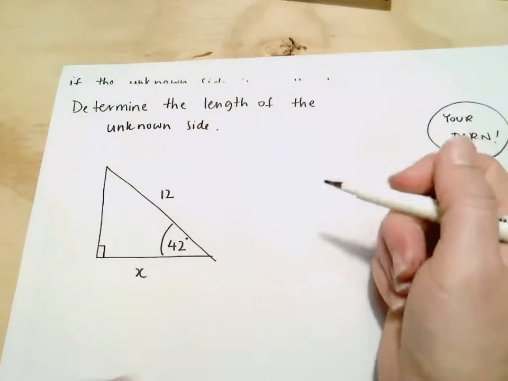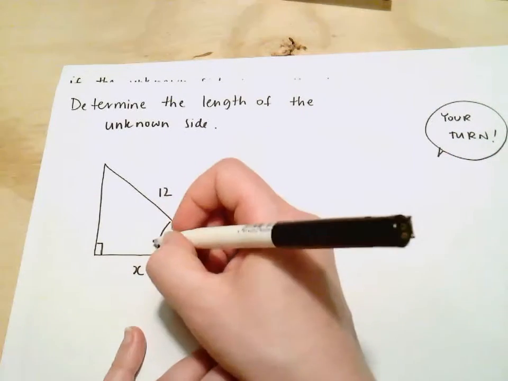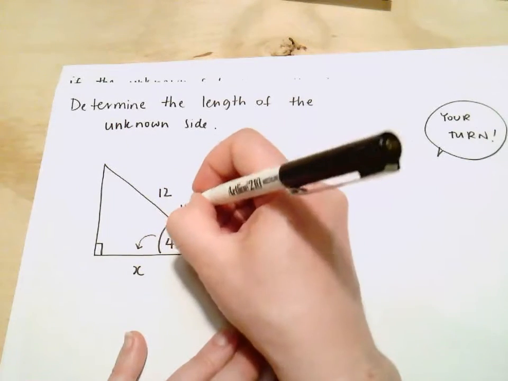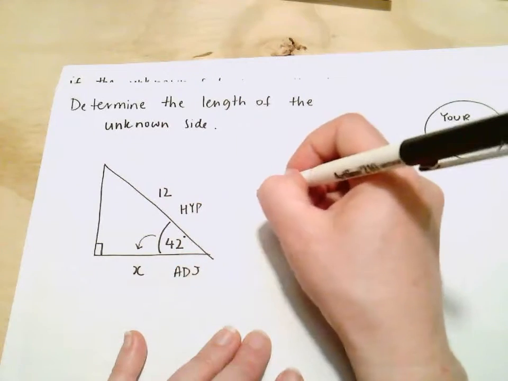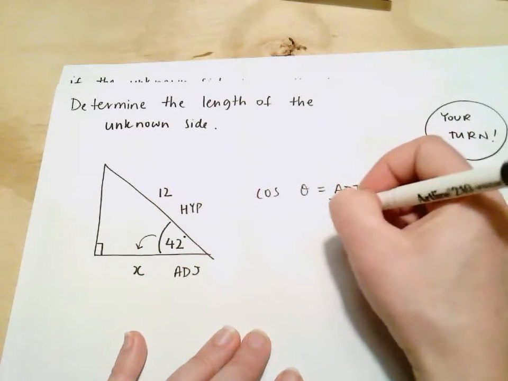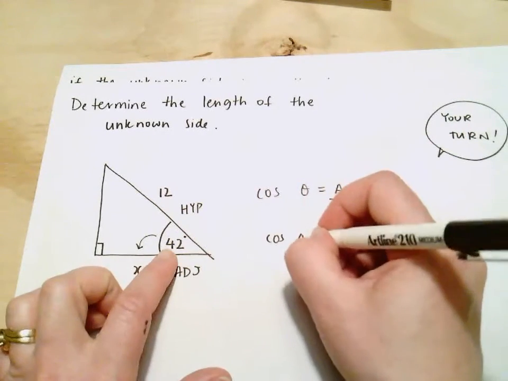Alright, I'll just quickly go through this for those people that are interested. Of course, you can skip through if you don't need it. So this is, again, I'll do it quickly, my adjacent side. This is my hypotenuse. I'm going to use, therefore, the cos ratio. Cos of theta is adjacent over hypotenuse. My theta here was 42 degrees.